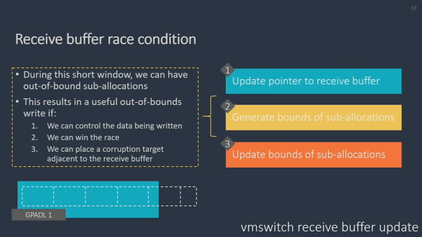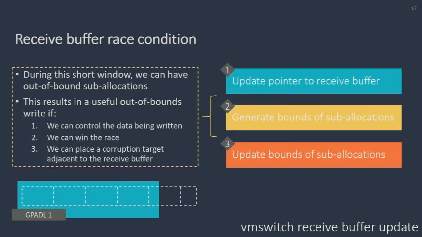And well, it is a really tiny window, right? This is basically generating the sub-allocations for a receive buffer. That's really just dividing the size of the receive buffer by the number of sub-allocations and then generating some data structures and stuff. So it's probably just a few hundred cycles. But it is a possibility, right?